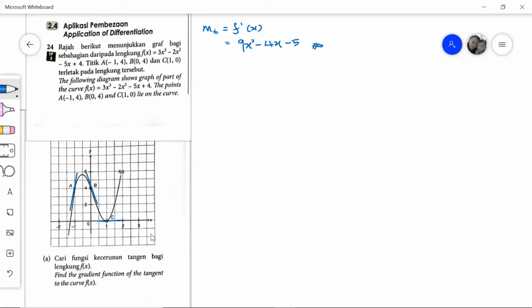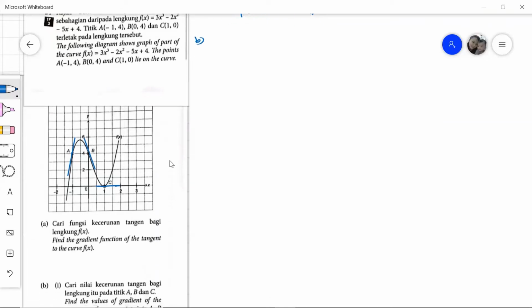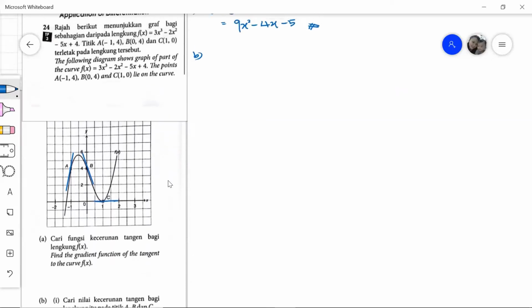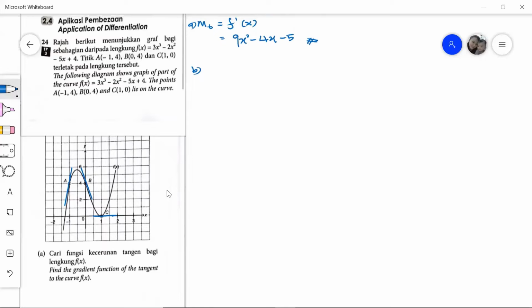Next, part B. So that was part A. For part B, we need to find the values of the gradient of the tangent to the curve at all three points A, B, C given here. The gradient of the tangent that passes through point A, we can find by substituting the x value, -1, into our gradient function 9x^2 - 4x - 5. Therefore we have 9 + 4 - 5, which is 8.